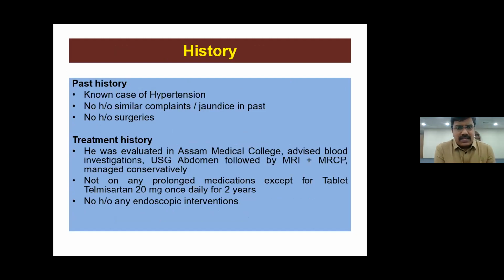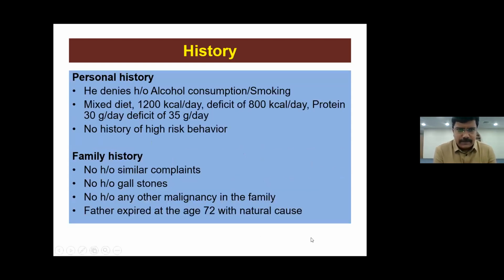Coming to the past history, he is a known case of hypertension on regular medication. However, there is no history of similar complaints of jaundice in the past and no history of surgeries. Coming to the treatment history, he was evaluated in Assam Medical College with the history of jaundice, for which he was advised blood investigations, ultrasound abdomen, and followed by MRI with MRCP, which we will discuss in the later slides. And he was managed conservatively, sir. He was not on any prolonged medications except for tablet telmisartan 20 mg once daily for 2 years, and there is no history of any endoscopic interventions.